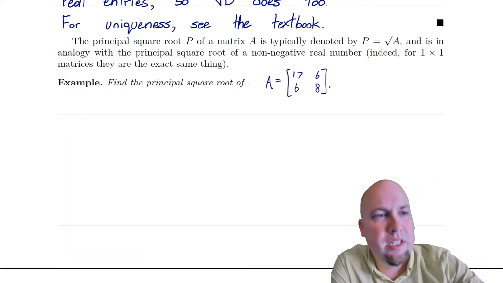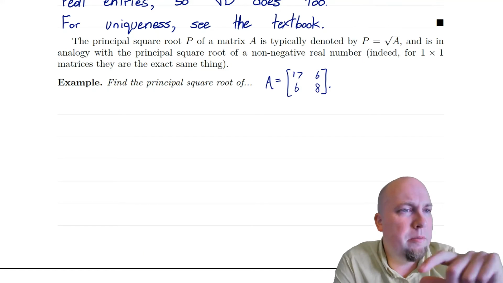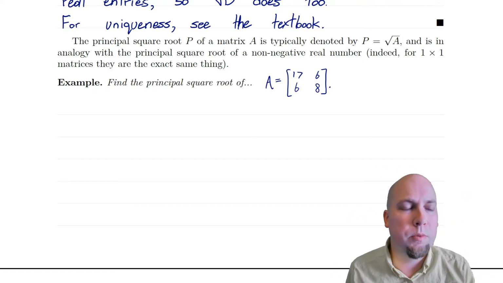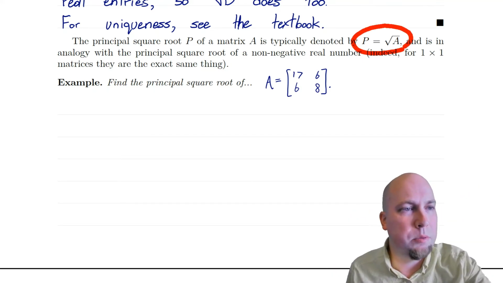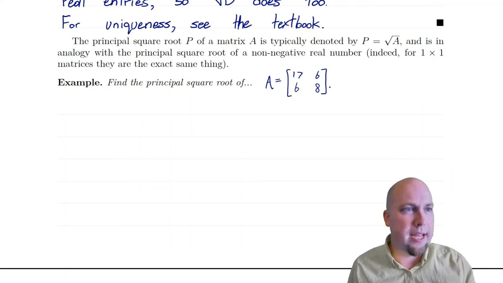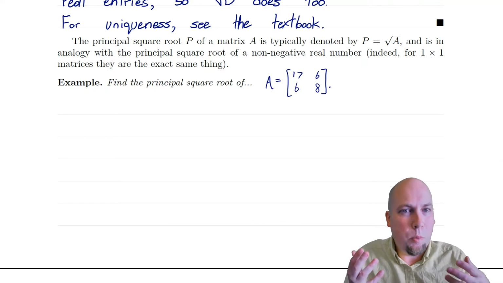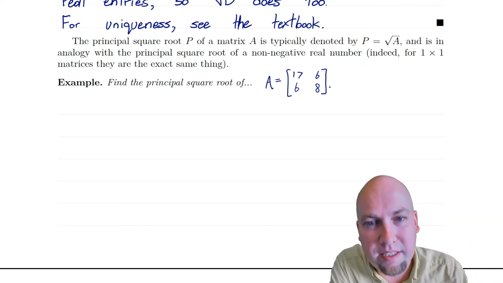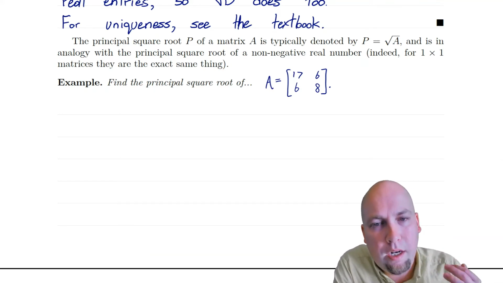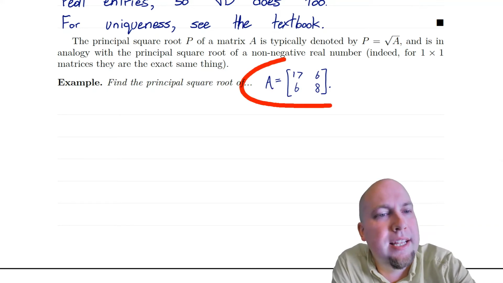As a bit of notation, we often use the standard square root notation. We often say that P equals just the square root of A, because now there's basically just one of them, if we understand that we want the principal one, the positive semi-definite one. All right, so let's find the principal square root of this matrix.